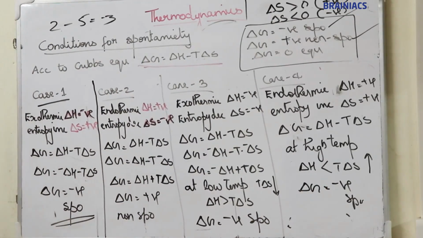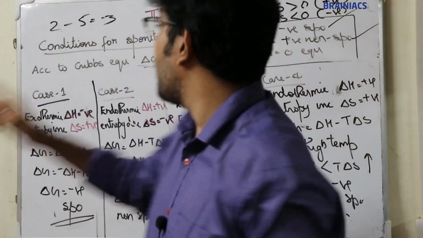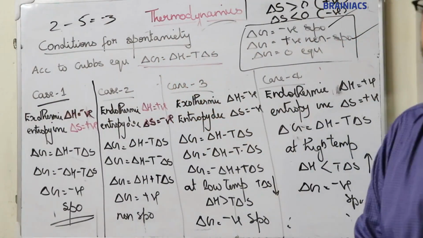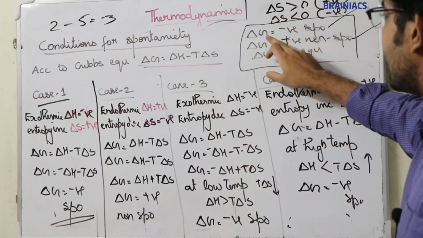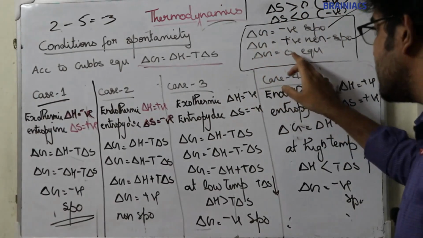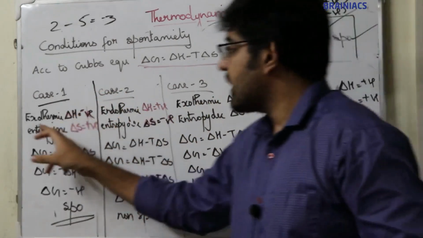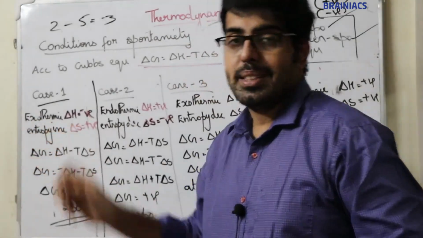These are the 4 important cases. I will explain once more. According to Gibbs free energy, delta G is equal to delta H minus T delta S. Now delta G negative is spontaneous, delta G positive is non-spontaneous, delta G 0 is equilibrium. Now we are considering 4 cases. First case, exothermic and entropy increases.